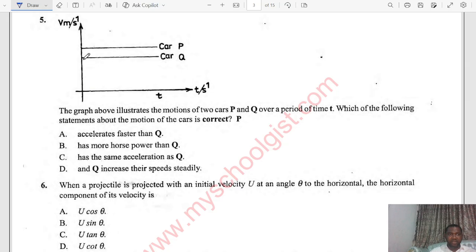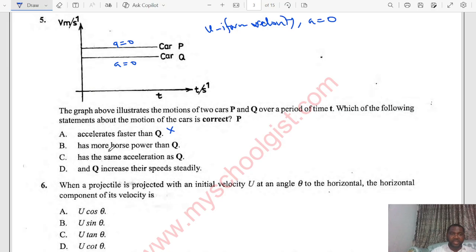You can see this is a graph of velocity against time, right? Whenever you see a horizontal line, it means a uniform velocity. So A says P accelerates faster than Q. No, they have the same acceleration. Because they are horizontal, both of them have an acceleration equal to 0. When an object is moving with uniform velocity, the acceleration is definitely equal to 0. So A is not the answer.